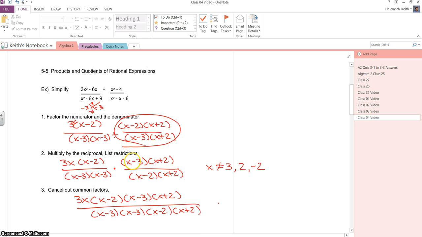Now you're going to cancel out the common factors. So notice they have x plus 2, x minus 3, x minus 2. So your final answer is 3x over x minus 3, where x cannot equal 3, 2, or negative 2.